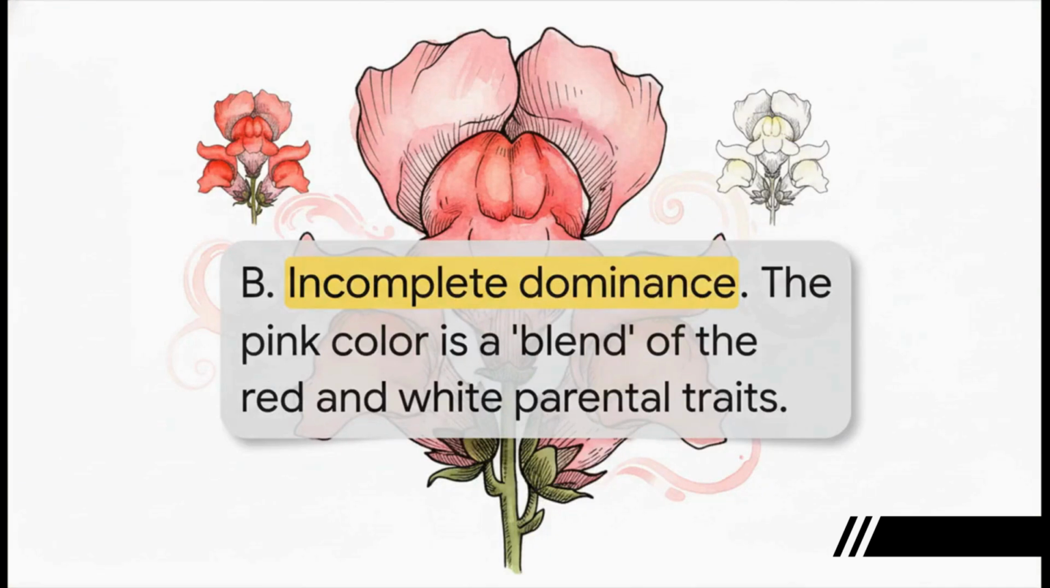And the answer is B, incomplete dominance. What was our keyword? Pink is the blend, the in-between phenotype from the red and white parents. It's as simple as that.